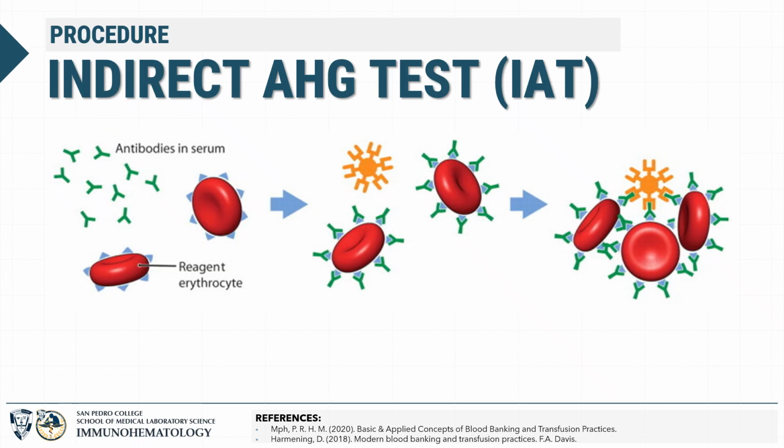So think of IAT this way. The IAT is like planning a crime. We are deliberately setting up the reaction in the lab to see if it happens. Contrast this with the DAT, where the reaction already happened inside the patient.